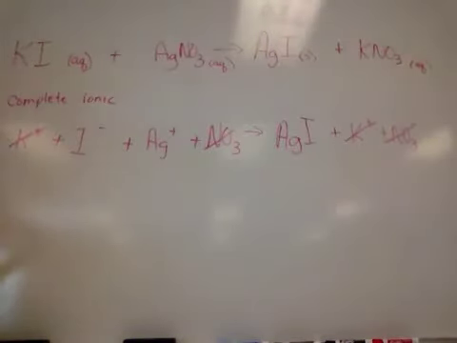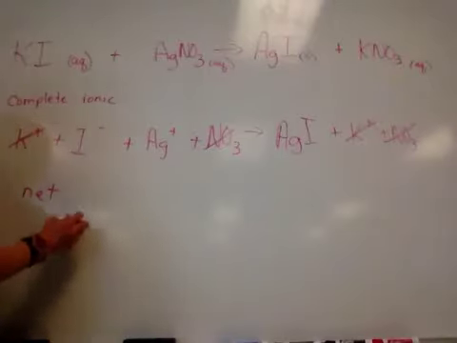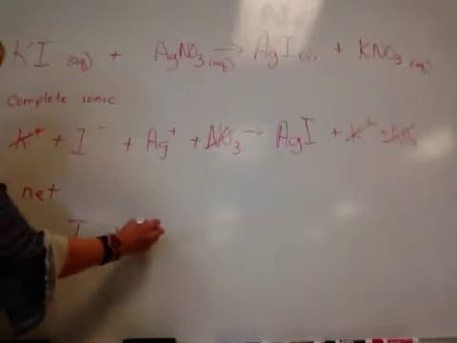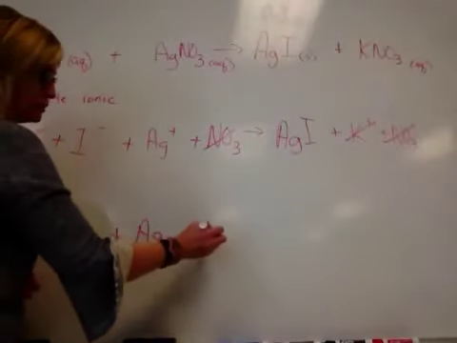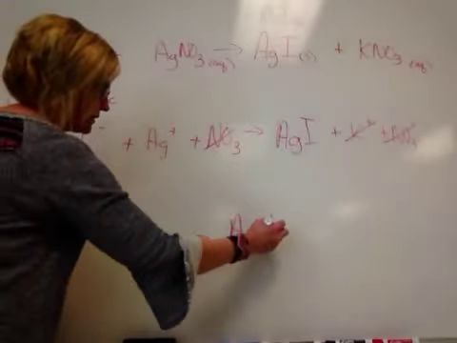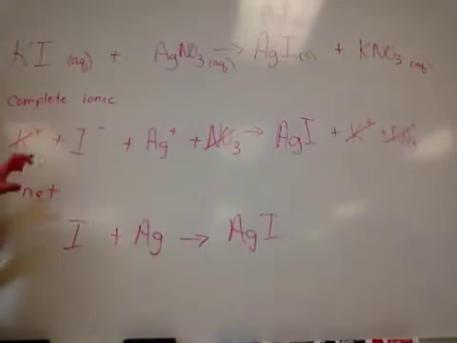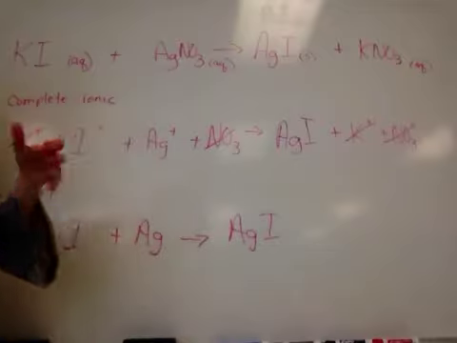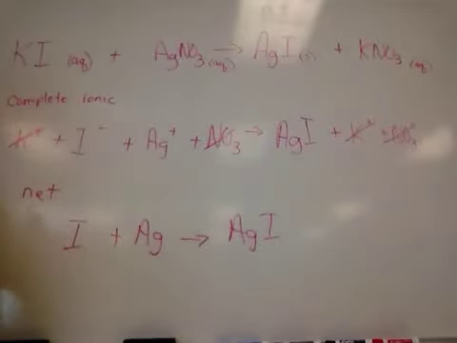So when I really put this together, what happens is, in my net ionic equation, what actually happened is my iodine and my silver have produced silver iodide. All these other spectators are simply in that solution, moving around. They don't form anything really new. Does that kind of make sense? Okay.